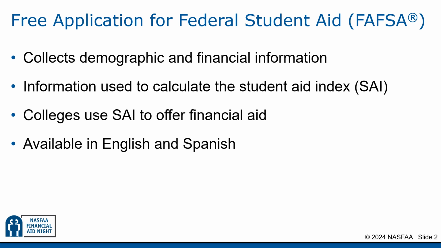And then from there, colleges will use the Student Aid Index, or the SAI, to determine what financial aid can be offered both on the federal, potentially state, as well as institutional side. The FAFSA is available in both English as well as Spanish.